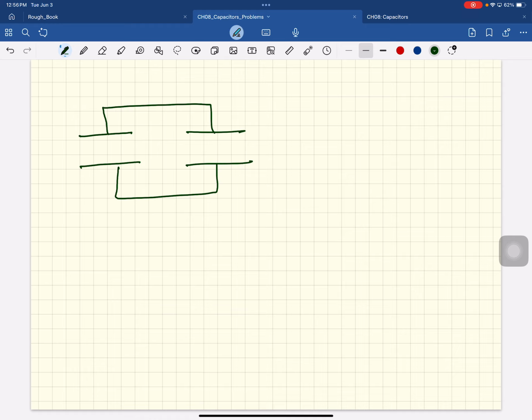Now what will happen? Now they're parallel. What will happen is charges will redistribute. So electrons will redistribute. Why will they redistribute? Because they want to form an electric field of zero. They'll redistribute till the voltages across them are the same.